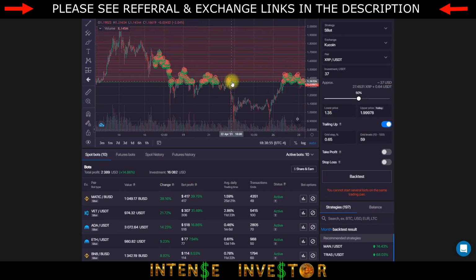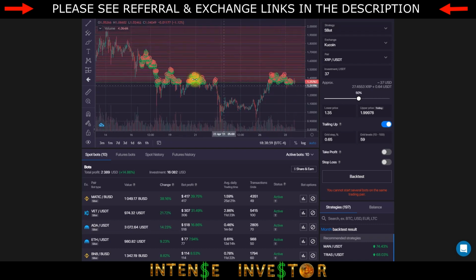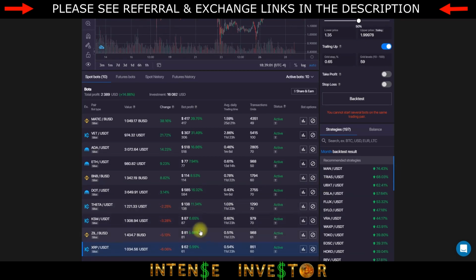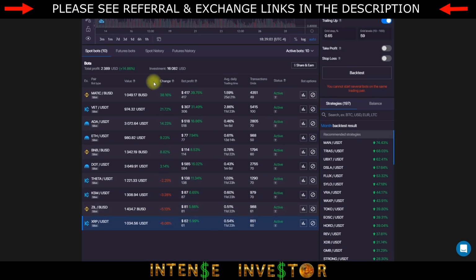As you can see, like XRP, this was that dip we just had. It's starting to get back out of it. It's probably going to trend back up, and then I'll be in profit again. I would recommend going to CoinMarketCap, doing some research, seeing which ones are trending.